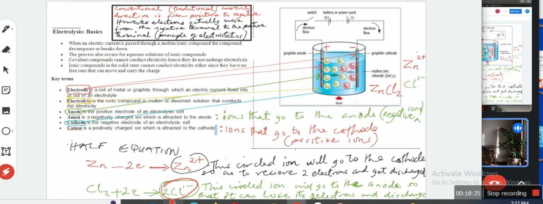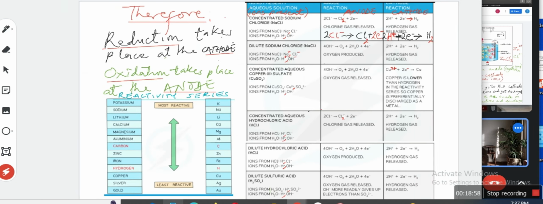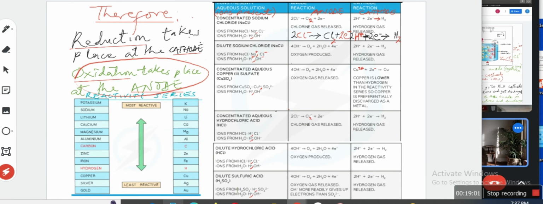For the chlorine, which has excess electron, to become just a normal chlorine molecule, it has to throw away that electron. It throws away that electron at the anode, isn't it? So it loses electron at the anode. That's why oxidation occurs at the anode. Go to the next page, you will see that again. Oxidation occurs at the anode.